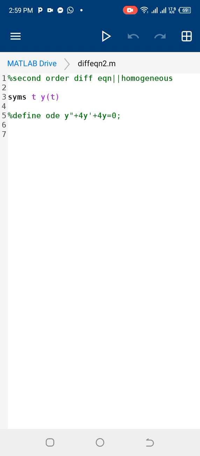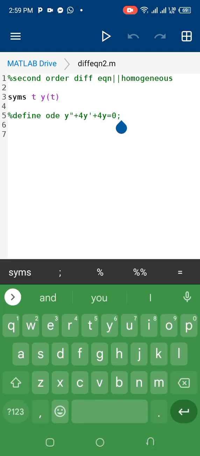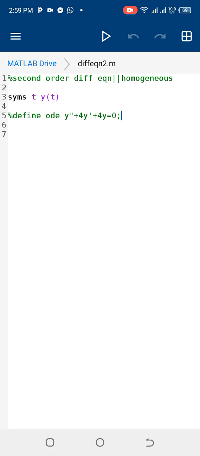In this video, we are going to see how we can define them in Matlab and then go ahead and return a symbolic solution or a general solution of that second order differential equation. We are going to first of all create a script in Matlab which we are going to name diff equation 2.m, and after saving that name, let's go ahead and write our script in Matlab.